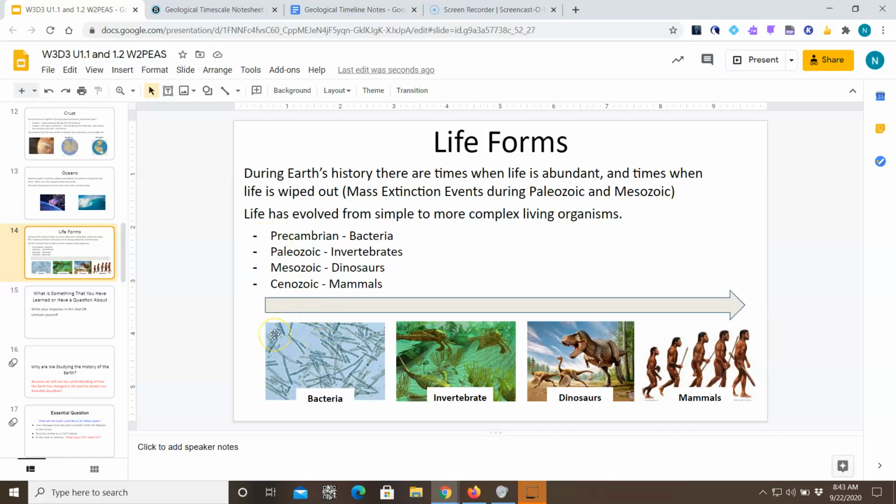We started off in the Precambrian era, our first era, there was bacteria. And then we had invertebrates, things without spines. In the Mesozoic, there was dinosaurs that dominated. And then the Cenozoic, mammals have dominated. So as you can see, life forms have changed throughout the history of the Earth.